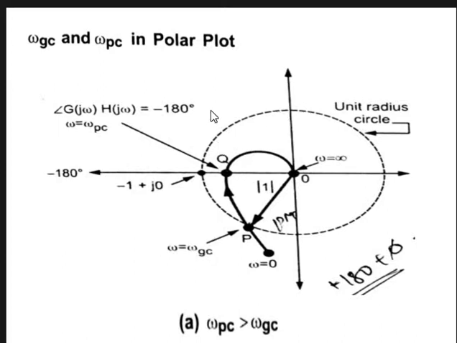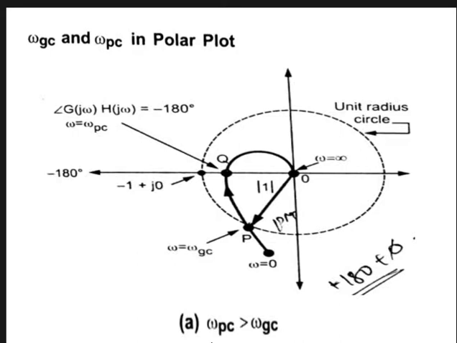So initially we draw the unit radius circle and draw the polar plot. Where the polar plot touches the negative real axis, that is the minus 180 degrees line, the corresponding frequency is omega PC. Where the polar plot touches the unit radius circle, the corresponding frequency is omega GC. So this is the calculation of omega PC and omega GC.